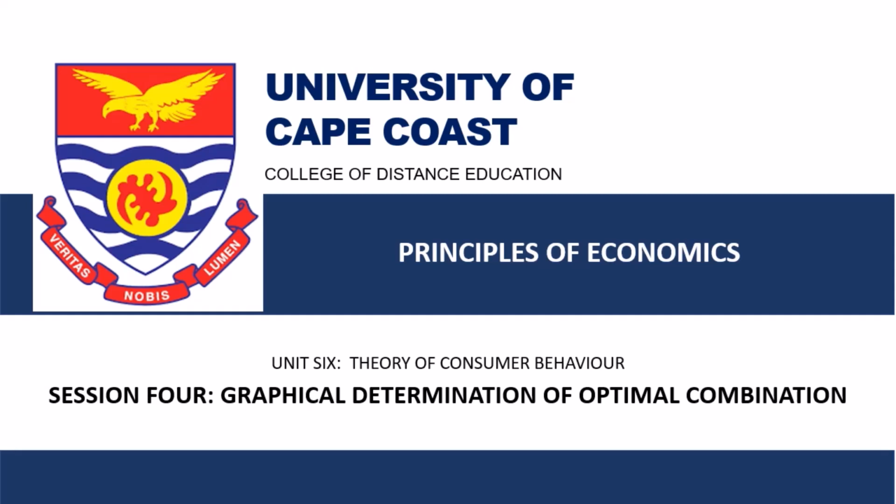Here we are going to look at graphical determination of optimal combination. So we want to combine the two geometrical concepts of the budget line and the indifference curve to enable us explain when a consumer is purchasing the combination of two products that maximizes the total utility obtainable with his or her income. This technique will lead us to the determination of consumer equilibrium using indifference curve analysis.